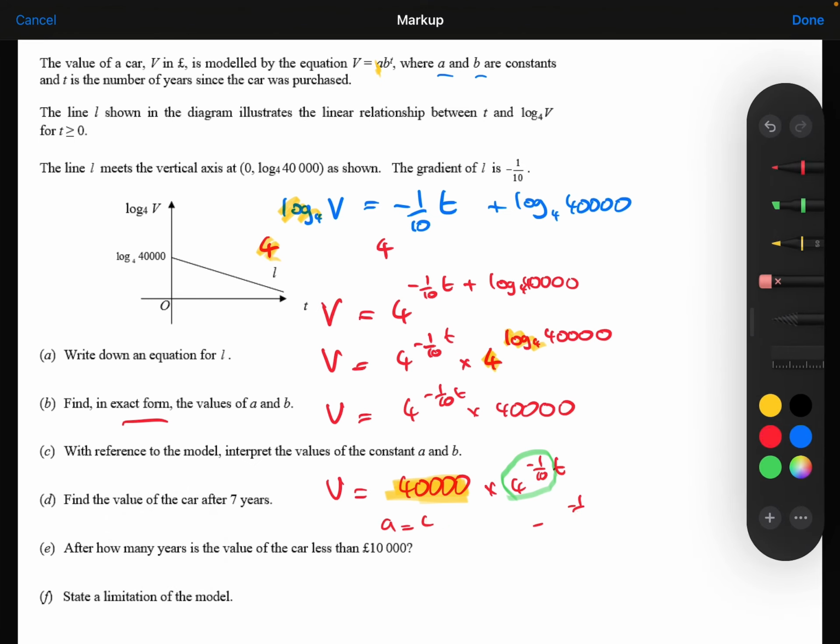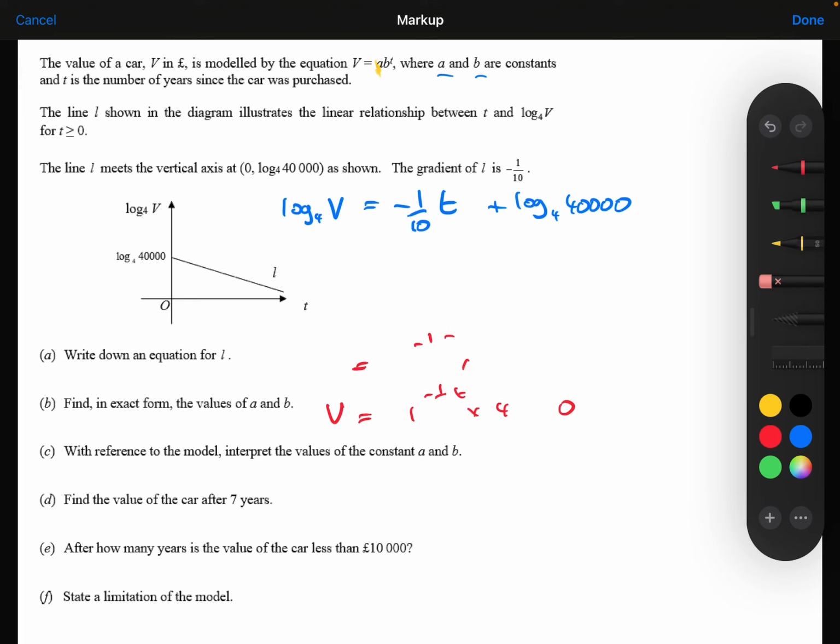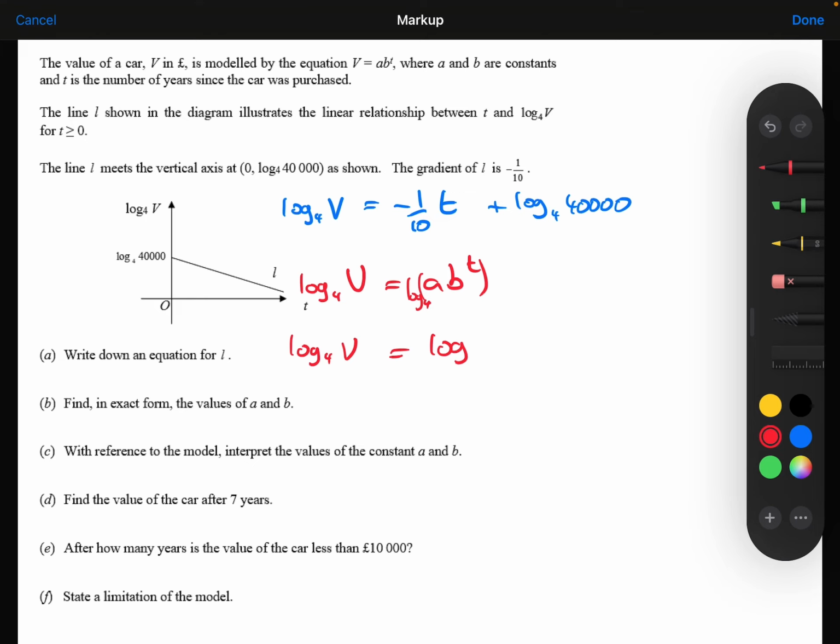As this video is here to help you, I'll show you the other way just in case you prefer it. So rather than taking the answer from part A and making it look like the original equation, I'm going to take the original equation and make it look like my answer from part A by taking logs of both sides, using the laws of logarithms to split the left-hand side up, and then using the law of logarithms to move my t to the front here, bringing the power down.